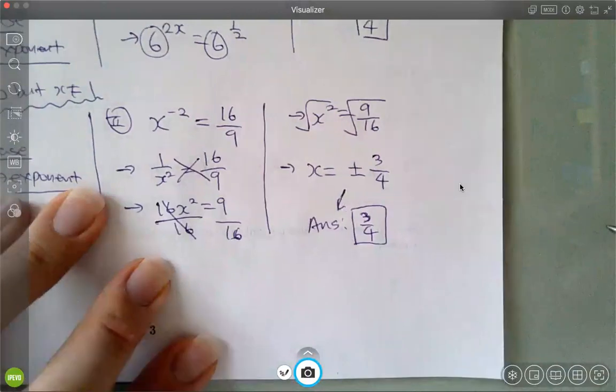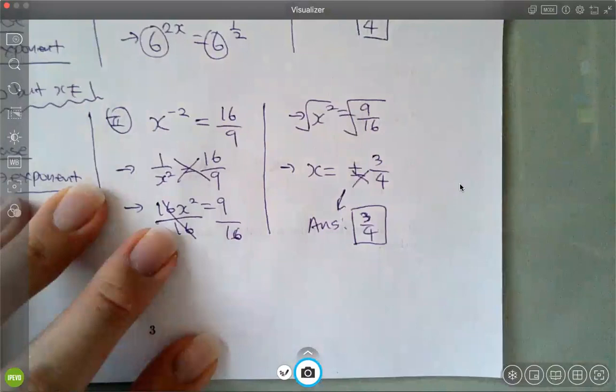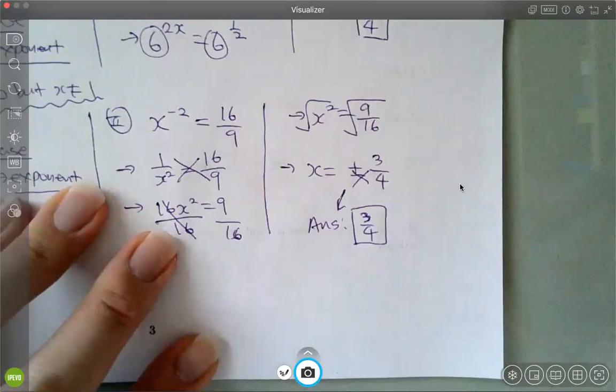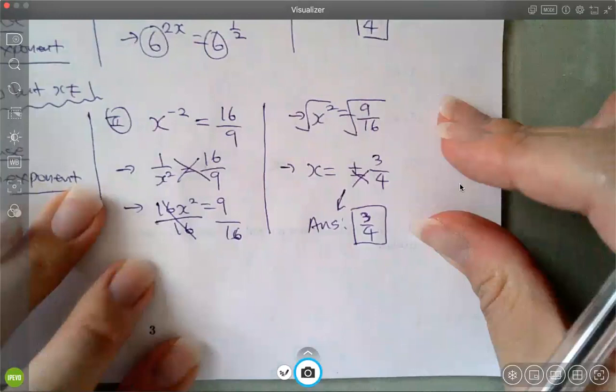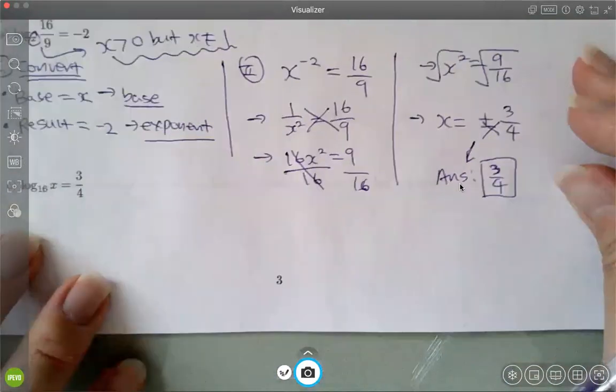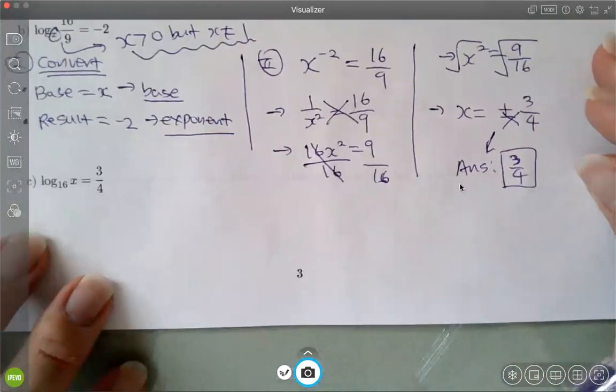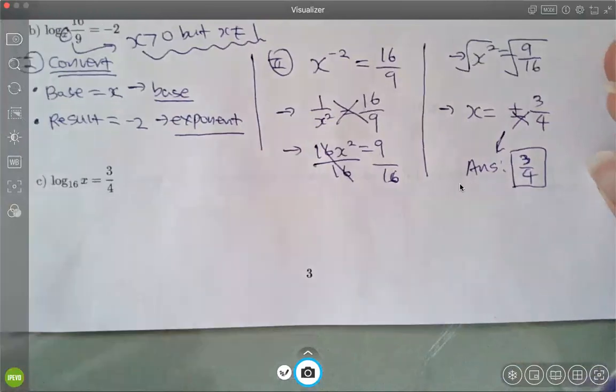Okay, so the negative number doesn't work, because x was the true base. And now, part C. Log base 16 of x is equal to 3/4.